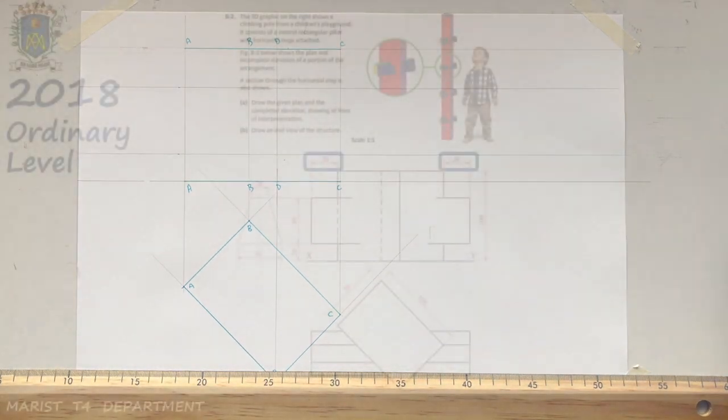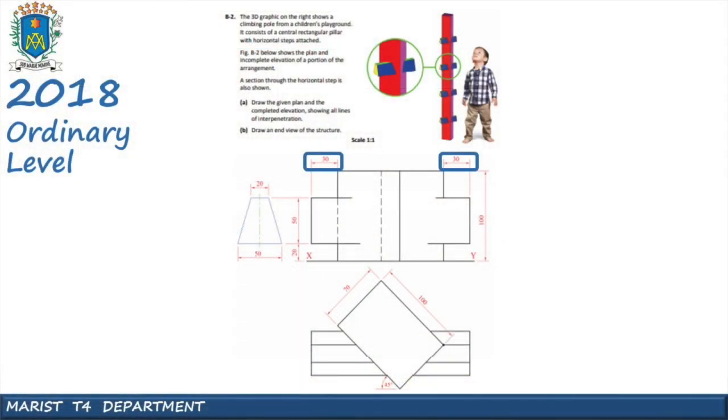Now, once I've that done, I can see that there's two other width measurements in my elevation. Okay, I can see the two 30s. So there's a 30 from the left and a 30 from the right.